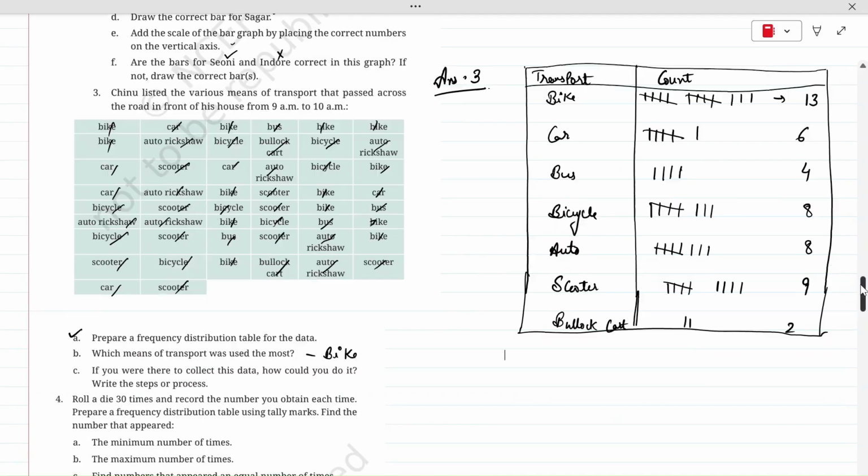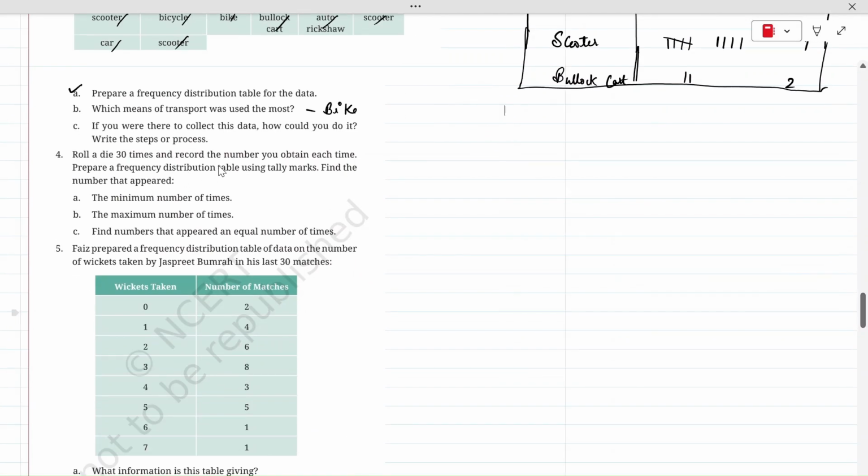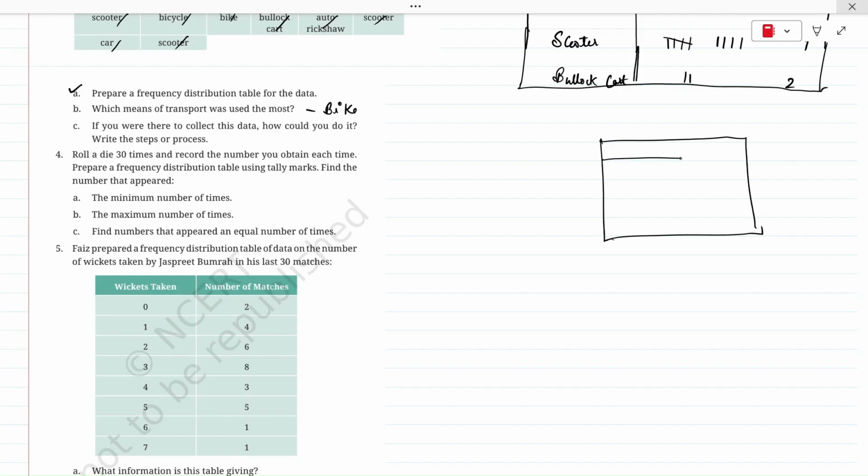Next question you have is, roll a die 30 times and record the number you obtain each time, and prepare a frequency distribution table using tally marks. So this question you have to do using tally marks. Find the number that appeared. Kids, what has been asked here is that you have to take a dice and roll it 30 times, and each time note down the number you get, and then on the basis of that data make a table. The table will be something like this. I'm just making a small table.